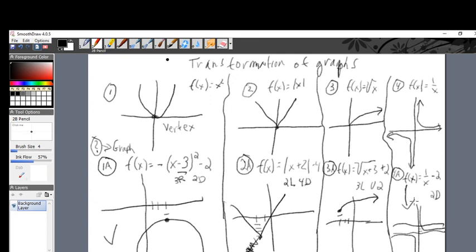That is this one, that is this one, that is this one, and that one is this one. And this video is over, an important video about transformations.